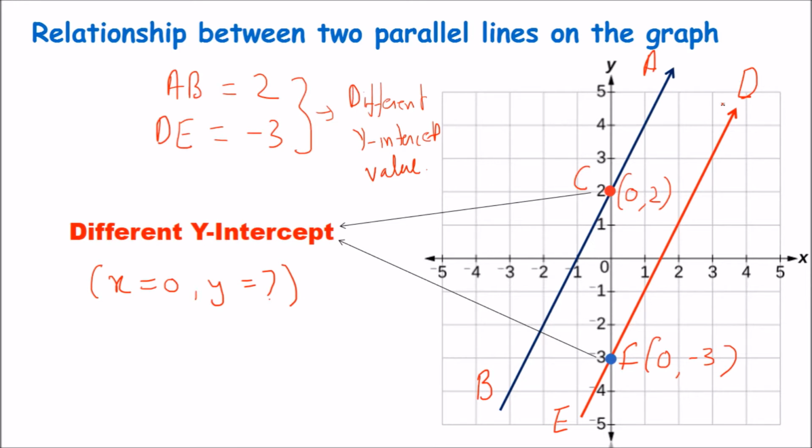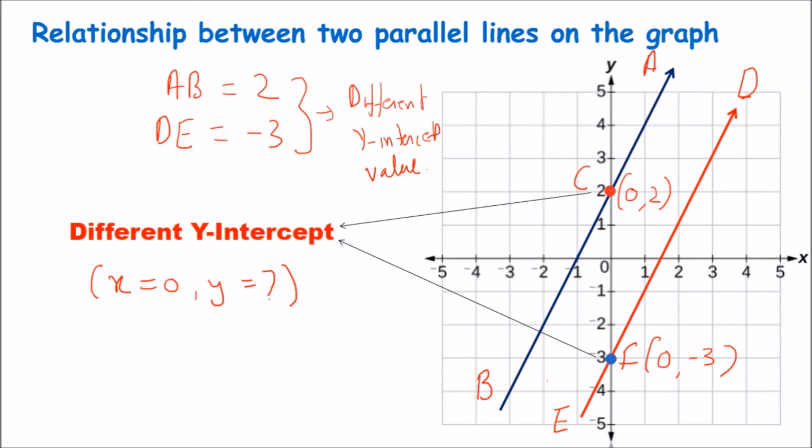Now, the same concept applies to the line DE. Line DE cuts the y-axis at point F, where x is 0 and y is -3. That's why the y-intercept value of line DE will be -3. So, two parallel lines, same graph, but two different values for y-intercept. AB has a y-intercept of 2 and line DE has a y-intercept of -3.